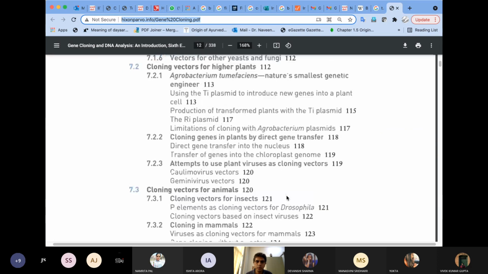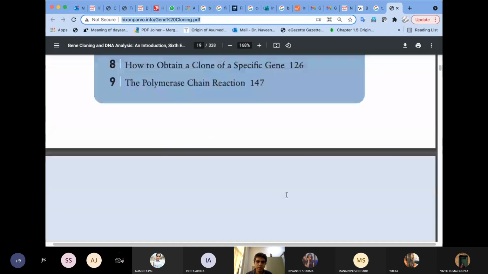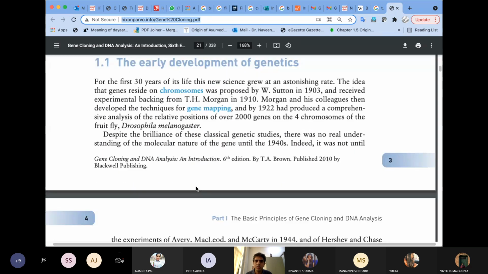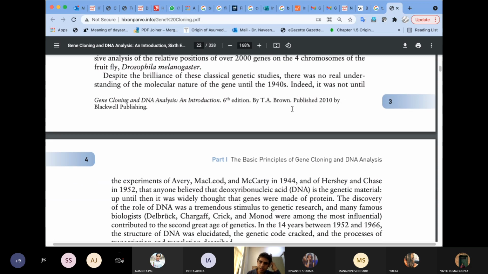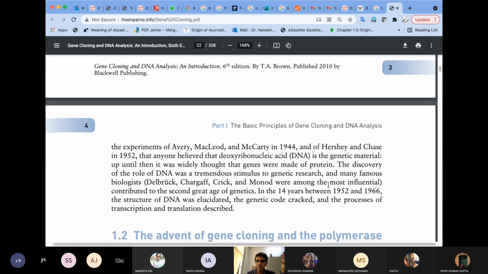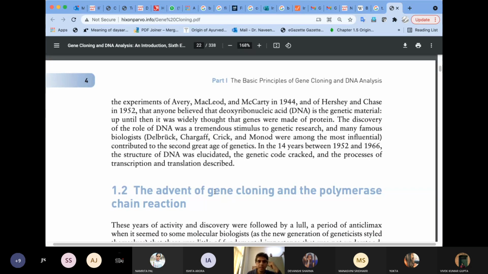I'm going through the few chapters that are of our interest. This is the one, why gene cloning. When I talk to you about fundamentals, this shows why you need these fundamentals and how the field evolved. These are chromosomes, Sutton and Morgan, who worked on Drosophila. And in 1940, Avery, MacLeod and McCarty performed the experiment, and Hershey and Chase showed that DNA is the genetic material. This is a bit of history. I think we also talked about the history when we started.